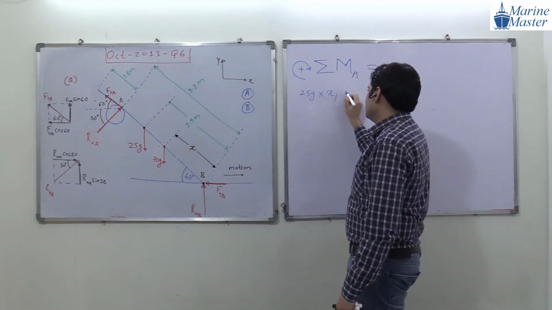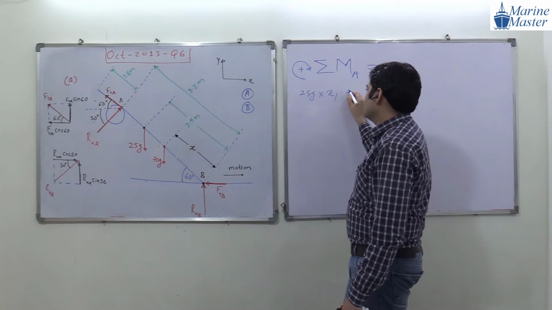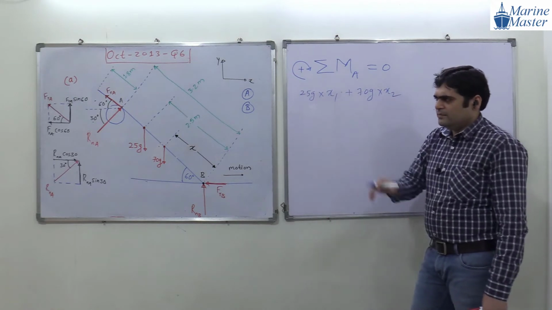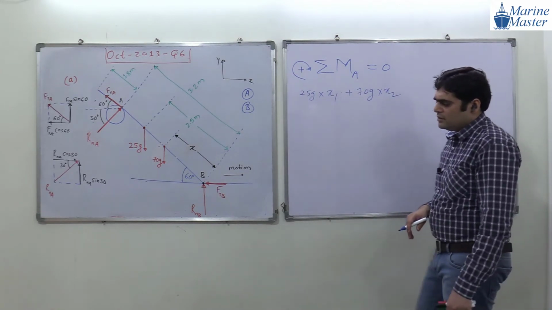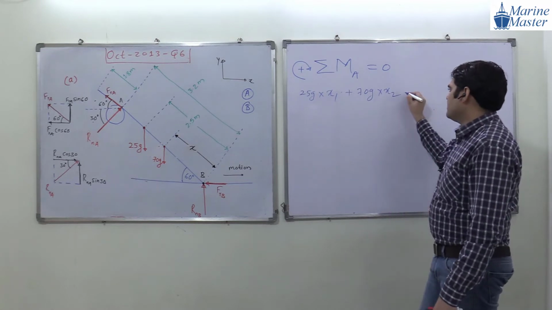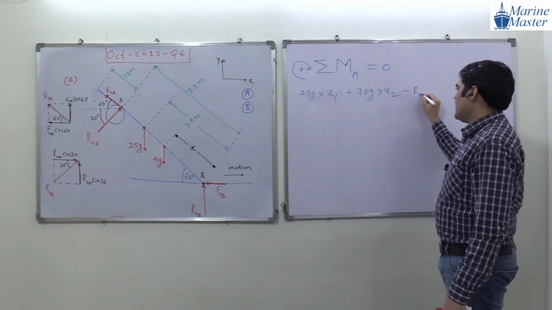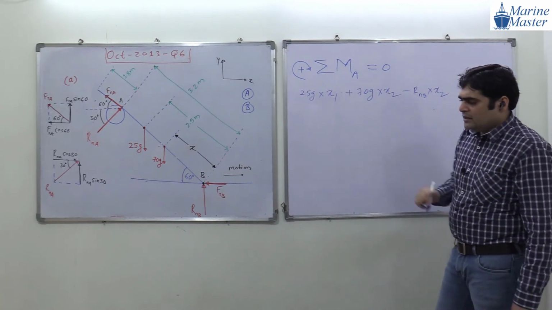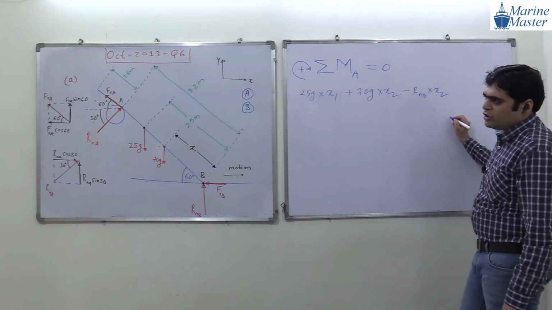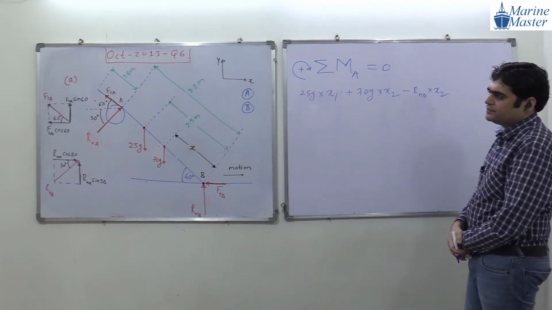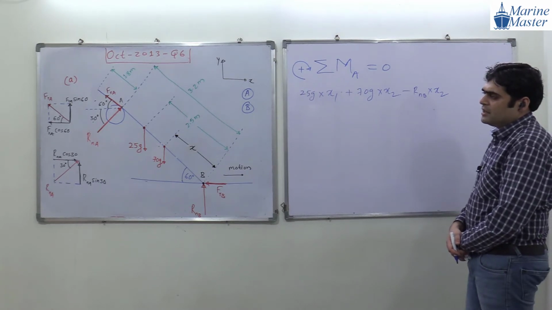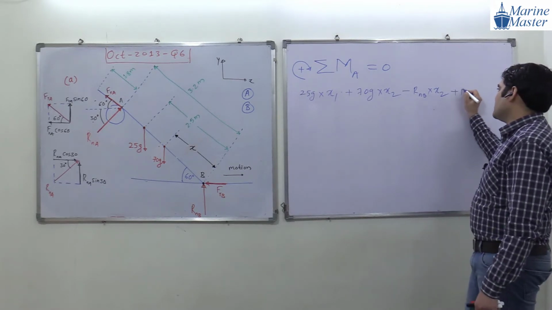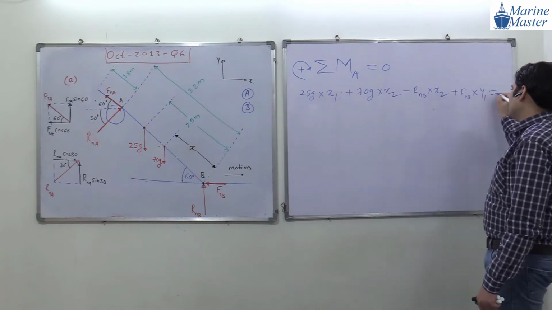Then 70G, clockwise or anti-clockwise, guys? Clockwise. 70G, this distance we will assume as x2, this horizontal distance. Then what will be the next force? RNB. RNB will be anti-clockwise, so minus RNB, and the distance we will assume x2. See, three forces come here. And then the fourth force is what? FRB, clockwise or anti-clockwise? For FRB, guys, moment of FRB about point A is clockwise, so plus FRB, and the distance we will assume as y1.